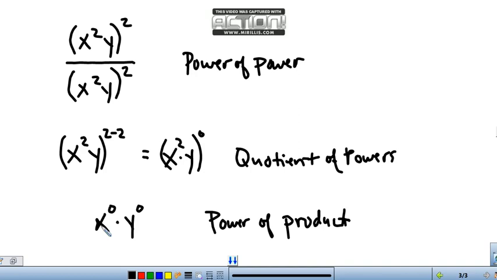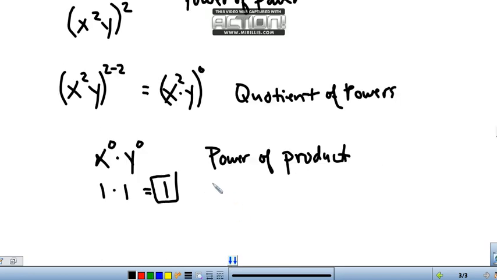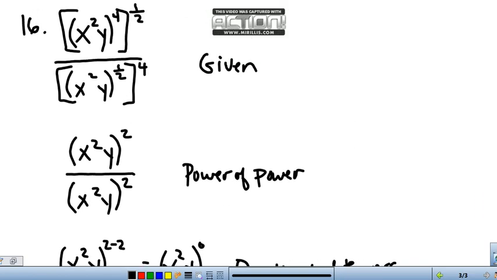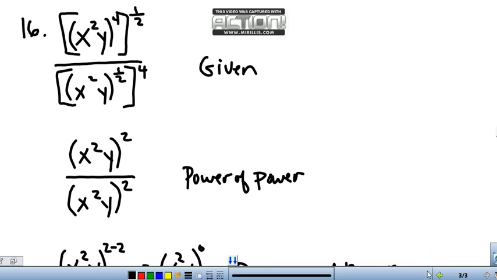All right, so now all we need to do is just simplify. A number to the 0 power equals 1. So this is just 1 times 1, which is equal to 1. Okay, justification for that would just be simplify. All right, that's it. So that will do it for problem number 16.